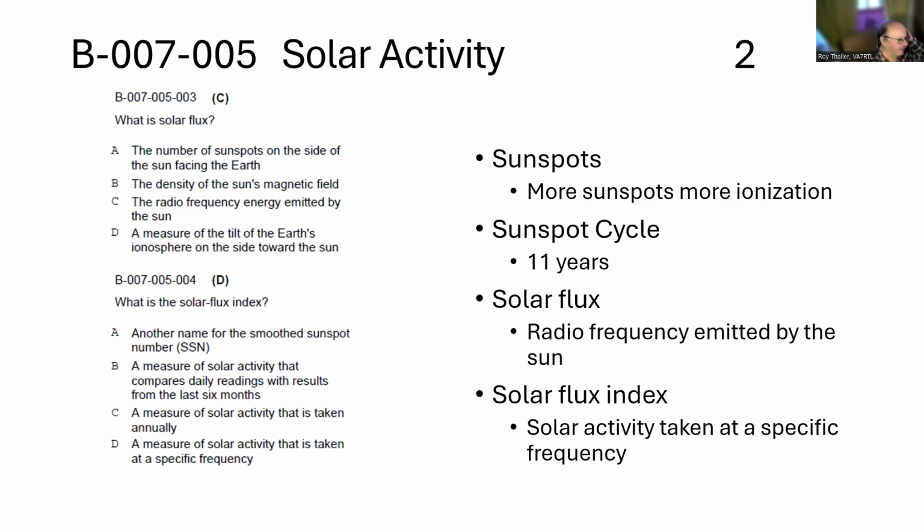What is solar flux? There are two ways of determining solar activity. One is by the sunspot number, and the second one is by monitoring a radio frequency emitted from the sun, which I think is 10.7 gigahertz. So C is the correct answer, the radio frequency emitted by the sun. And what is the solar flux index? That would be a measured solar activity that's taken at a specific frequency. So D is the correct answer.